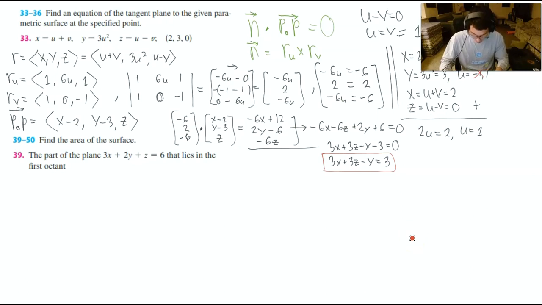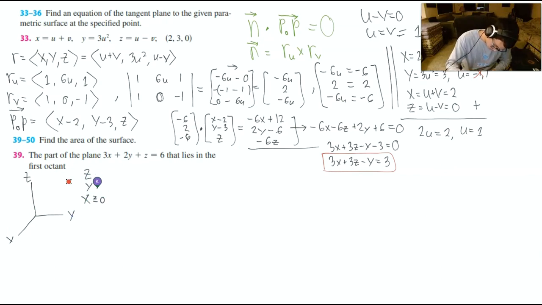Okay. So we want to find the area of the surface. Ooh, that's hard. And we have a plane in the first octant. So if we draw the first octant, we know that z, y, and x all have to be greater than 0 for it to actually stay in the first octant, right? And since it's some plane, draw some slash like that. I don't know what the plane actually looks like, but just something like that. It's a plane in the first octant.